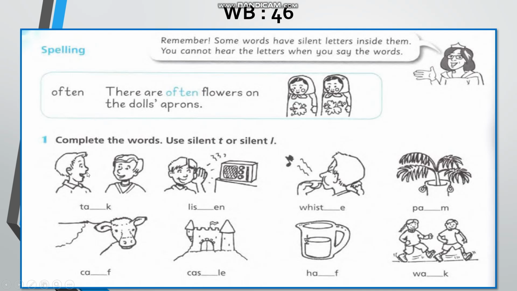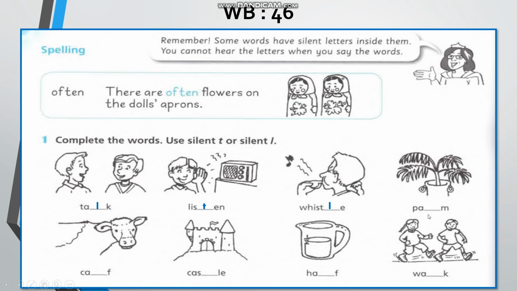Now we can see the boys are talking to each other. So here we have the verb talk and the silent L. And here we have a radio, so the boy is listening to the radio, and we have silent T. Here we have whistle. Whistle. شوفي سادس هون silent هي T, لكن احنا رح نكتب ال L.